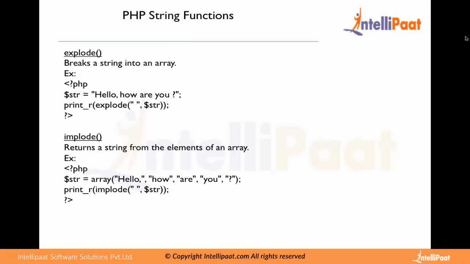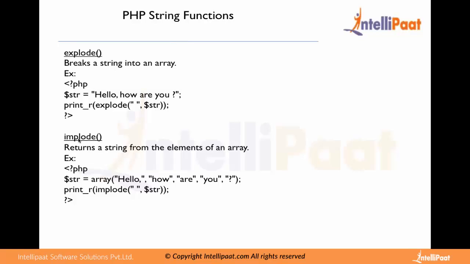Now we will see string functions. So what are PHP string functions? First one is explode function. It will break a string into an array. Suppose I have a string and I want to break that string into small chunks of an array. So I will use explode function. It will take two arguments. First, by what I want to split this string, and the second one is the string argument. Here I am passing a space and this string. So it will explode the string by space.